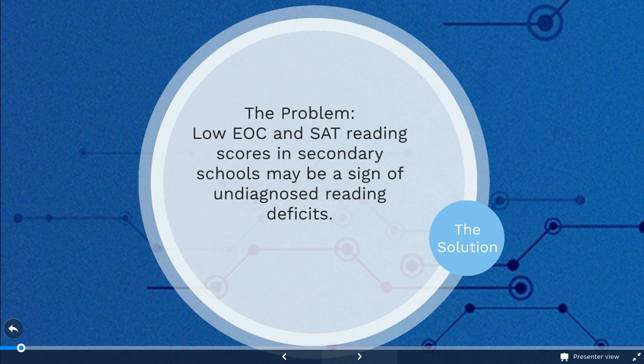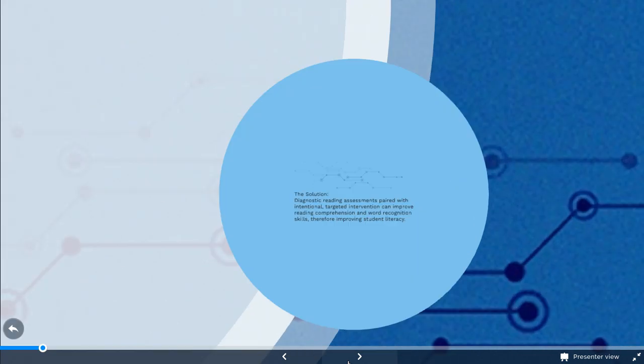The problem that I see is that low EOC and SAT reading scores in secondary schools may be a sign of undiagnosed reading deficits. Reading deficits are usually seen and dealt with at the elementary and middle school level, and not really talked about in high school as much as I believe it should be.